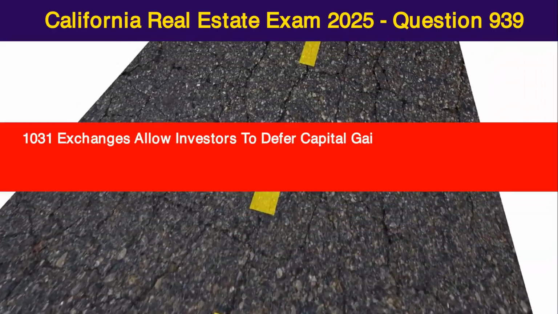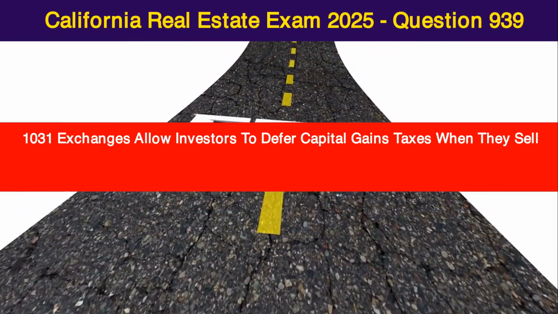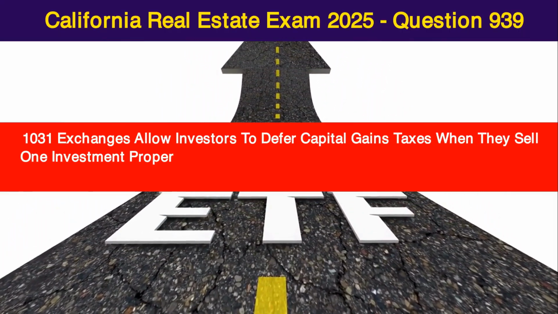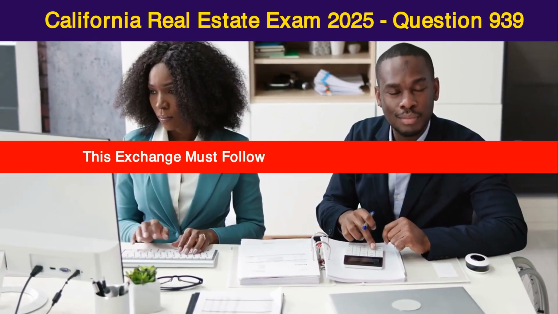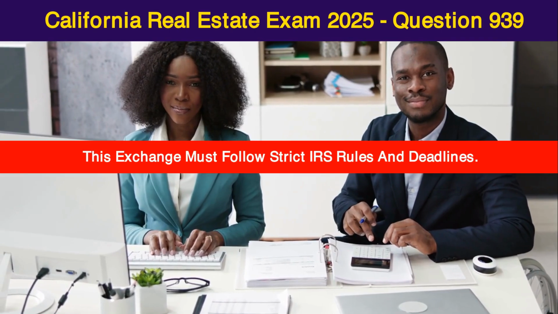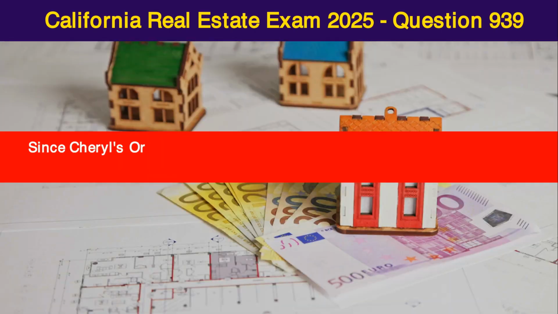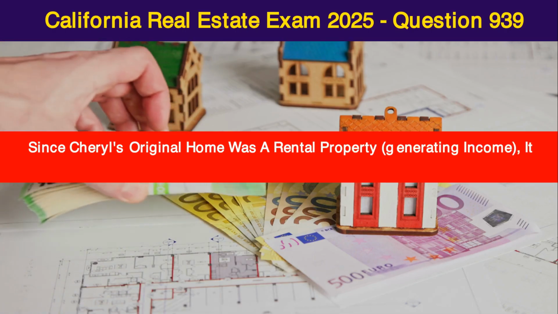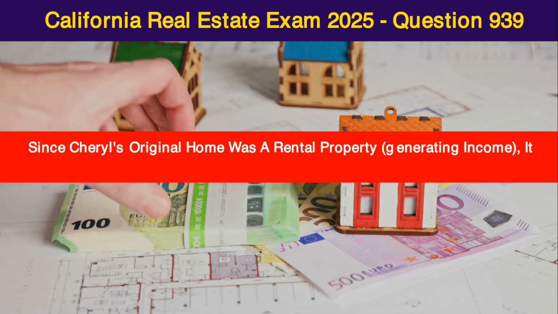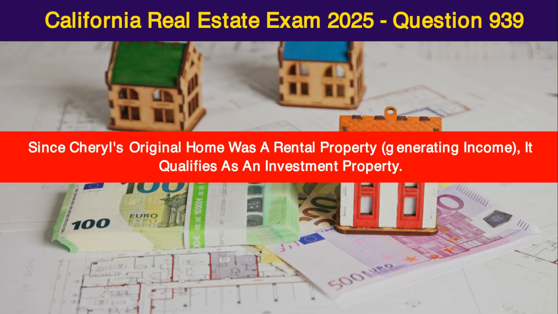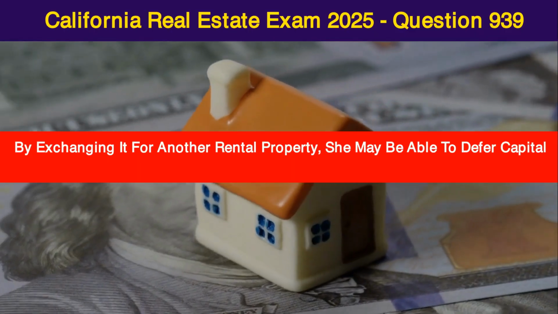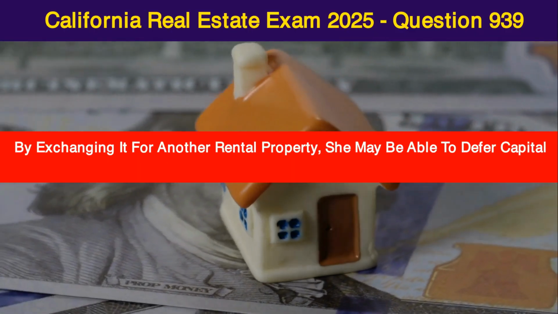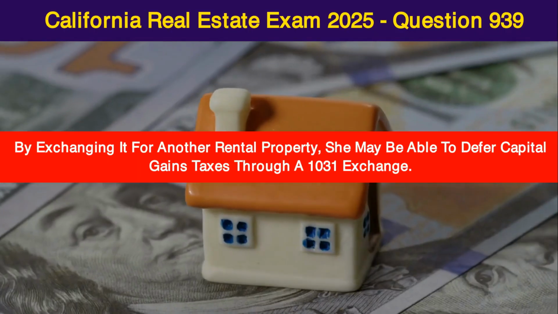1031 exchanges allow investors to defer capital gains taxes when they sell one investment property and reinvest the proceeds into another like-kind property. This exchange must follow strict IRS rules and deadlines. Since Cheryl's original home was a rental property generating income, it qualifies as an investment property. By exchanging it for another rental property, she may be able to defer capital gains taxes through a 1031 exchange.